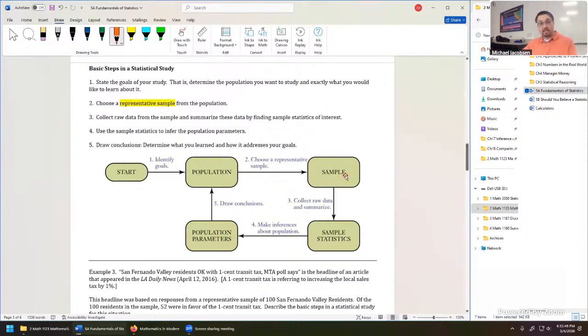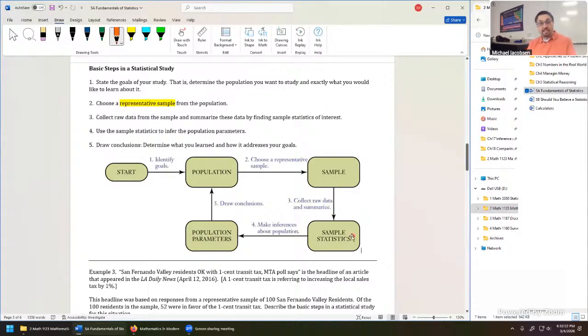That takes us to this block. Once we have the sample, we can now compute something. We can get a value. We gather the raw data, whatever we're measuring, if it's cholesterol reduction or level of support for a community center, like in example 2. Once we have the sample, we'll collect the raw data, summarize by computing averages or computing percentages if we need to, depending on the type of data. That'll be step 3, producing the sample statistics after we summarize the data.